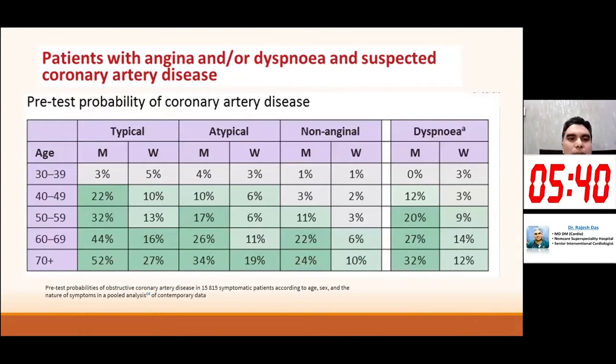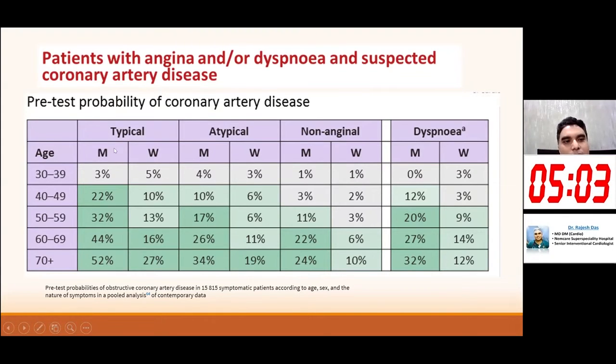So this is the pretest probability of CAD given by the European Society of Cardiology. It is based on the pretest probability criteria given by Diamond and Forrester, which was given at least three decades back, and that has been modified in the recent 2019 guideline on chronic coronary syndrome by ESC. They have included dyspnea as a clinical feature in this estimation of pretest probability.